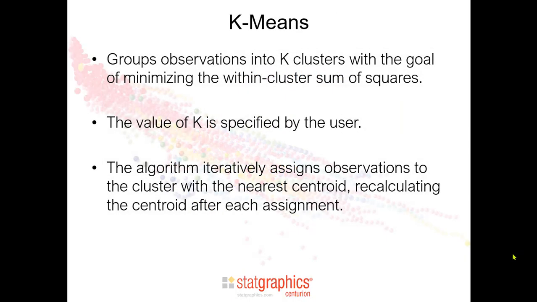The second clustering procedure we want to talk about is called k-means. K-means groups observations into k clusters with the goal of minimizing the within cluster sum of squares. The value of k is specified ahead of time by the user. The algorithm iteratively assigns observations to the cluster with the nearest centroid, recalculating the centroid after each assignment.